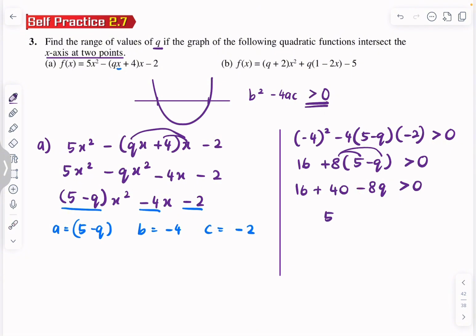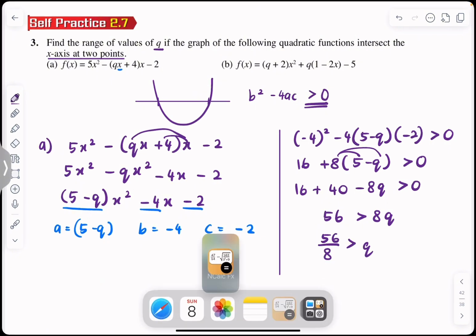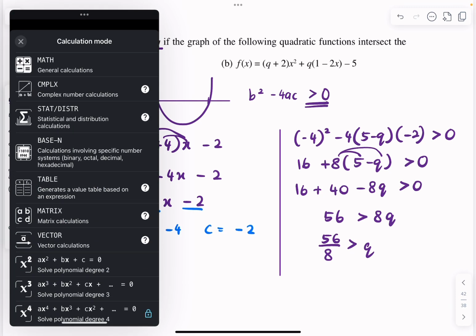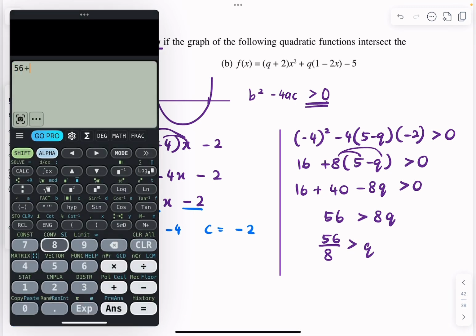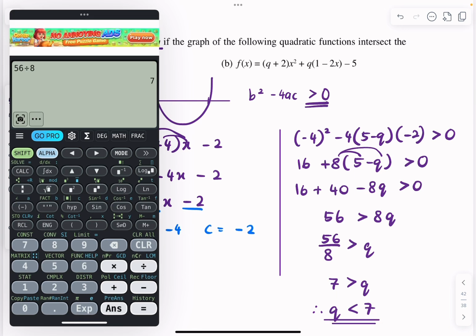16 plus 40 is 56, is more than 8q. And then the 8 we bring here becomes divide. So q is 56 over 8. So this one you can put in your calculator. 56 over 8 is 7. So q is smaller than 7. We can write it like this. Done.